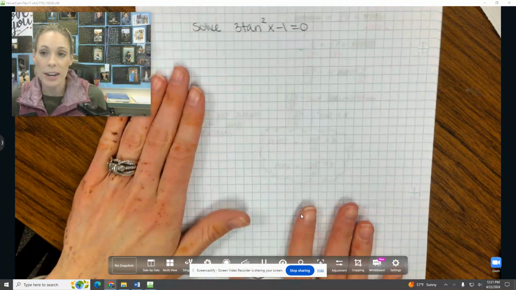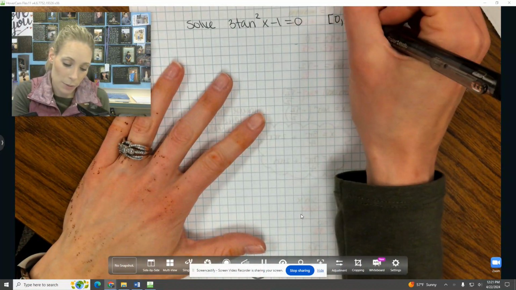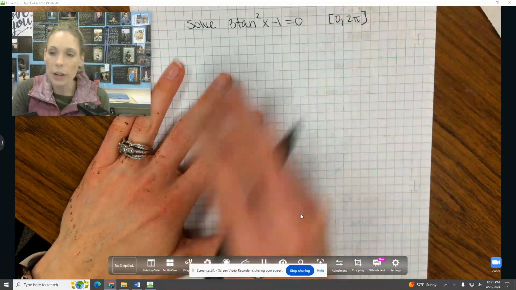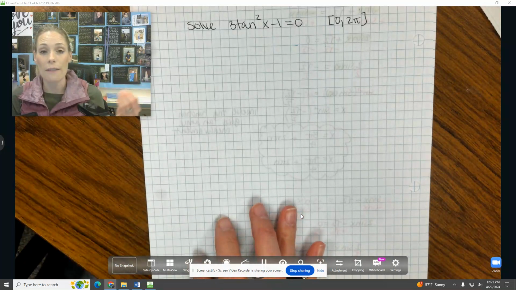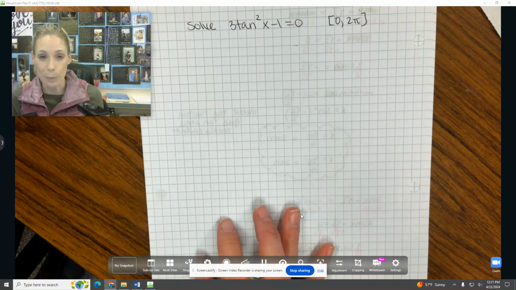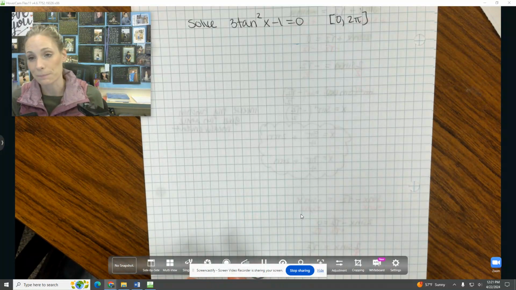What I notice is that I have a tangent, and I am going to make the stipulation that we only want answers between 0 and 2 pi. So I don't care about any answers outside of 2 pi. In this one, we are not going to have to add or subtract 2 pi n. We are just going to look for the answers that are between 0 and 2 pi.